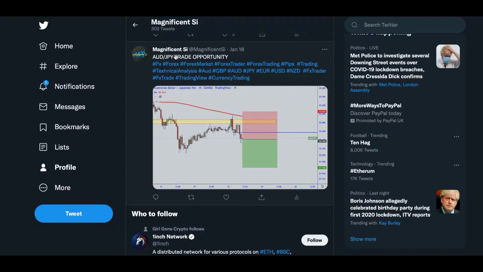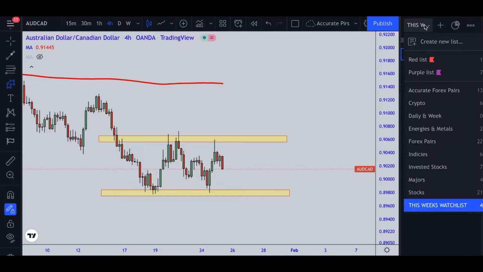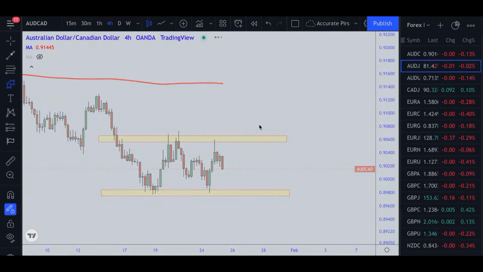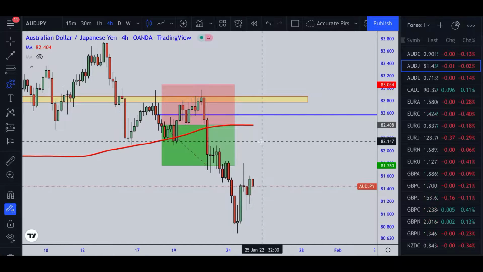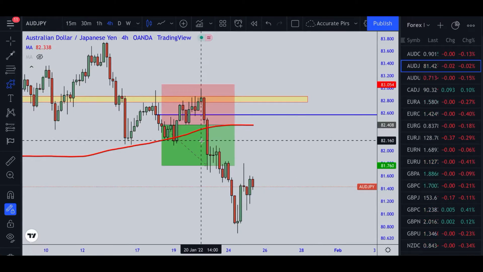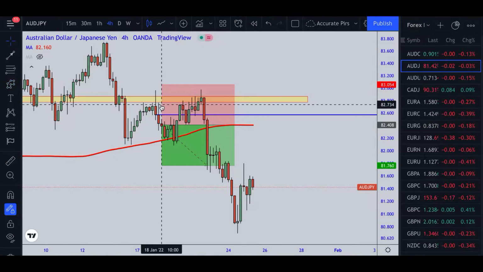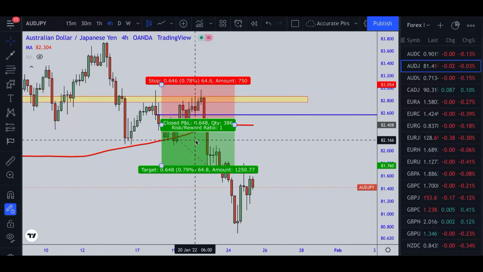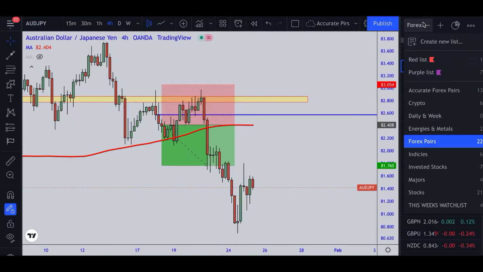As you can see, last week I posted AUDJPY for a trade setup. Let's have a look at it. And as we can see here, AUDJPY, there you go, target hit. Remember, people, not every week is going to be a winning trade, but with AUDJPY, this trade worked out pretty nicely for us, which gave us a total of 64 pips. So let's get back into this week's watch list.